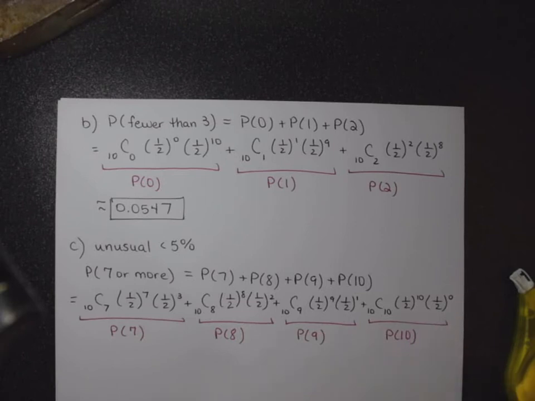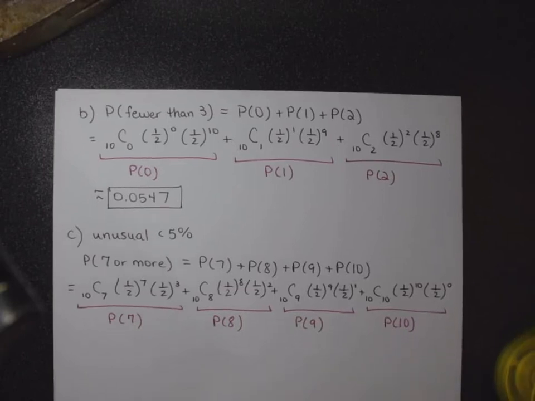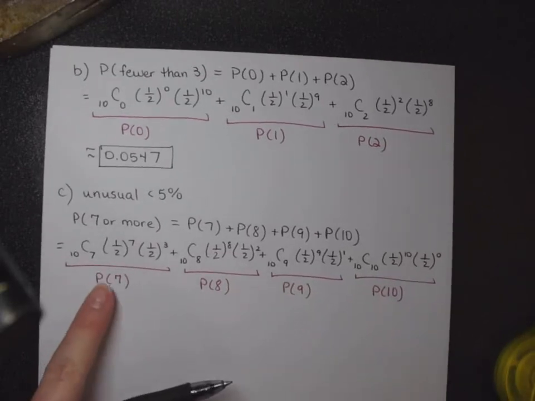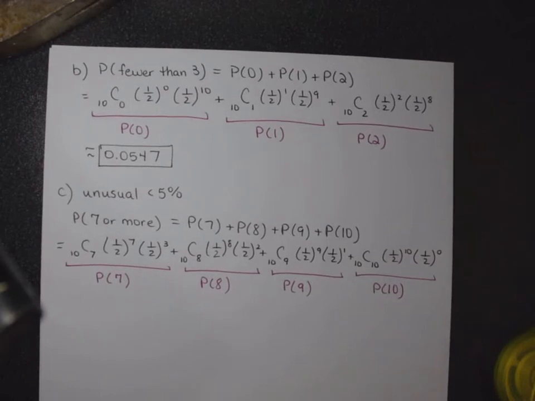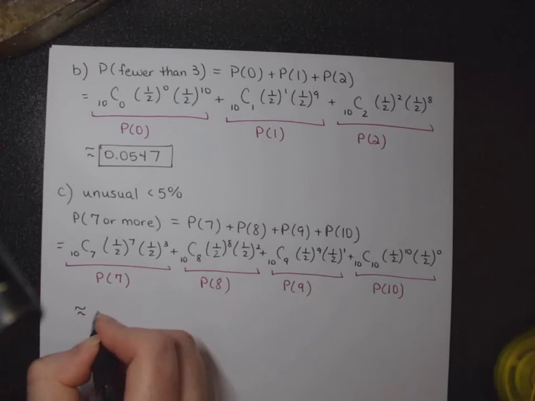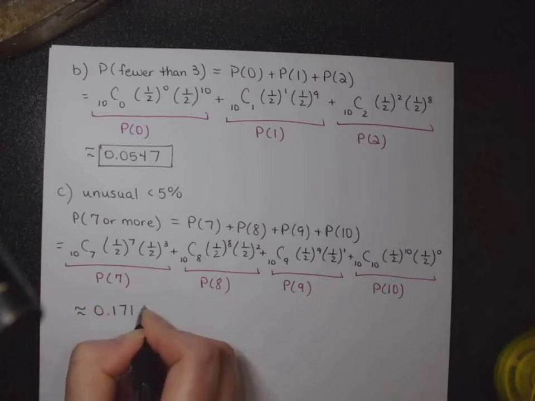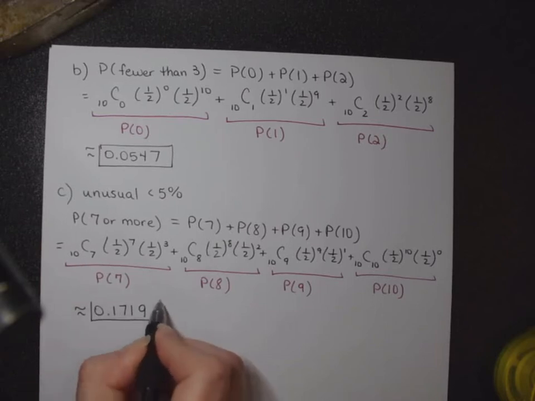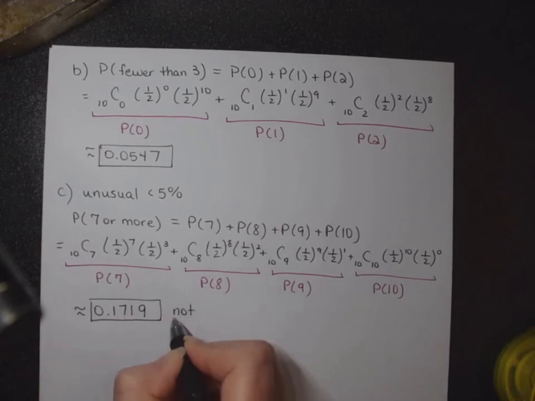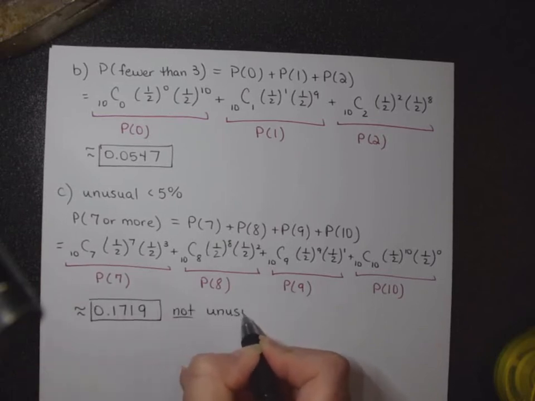By the way, remember, we're using combinations because order wouldn't matter, right? If you wanted to get 7 correct on this quiz or this test or whatever that had 10 questions, you wouldn't care which 7. You would just care that you got any random 7 of them right. So since order doesn't matter, that's why we use combinations, okay? So we get this, okay, and this is not unusual, right? This is not less than 5%.